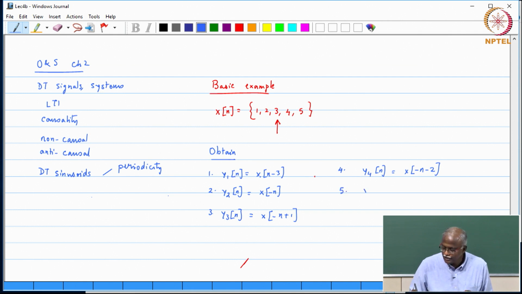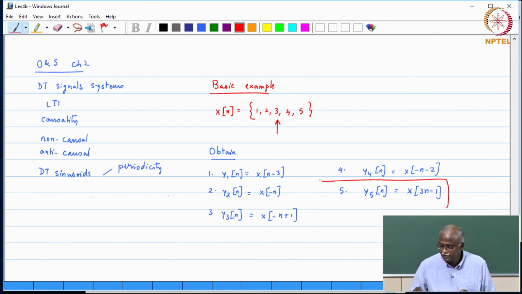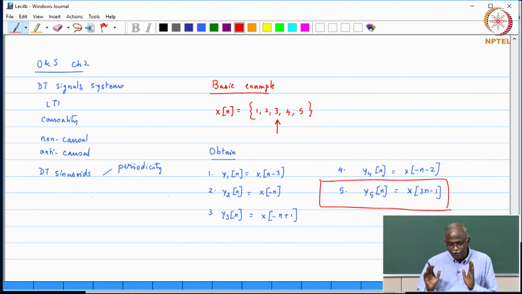And the last one is y5 of n equals x of 3n minus 1. Now, I am sure you are familiar with this, and you would have done lots of examples. What we would very much like to focus on is the last case, because that is taking us into the multi-rate domain, because what we are fundamentally doing here is changing the sampling rate. In Oppenheim and Schafer it is called time scaling. So, please look at time scaling, very important.